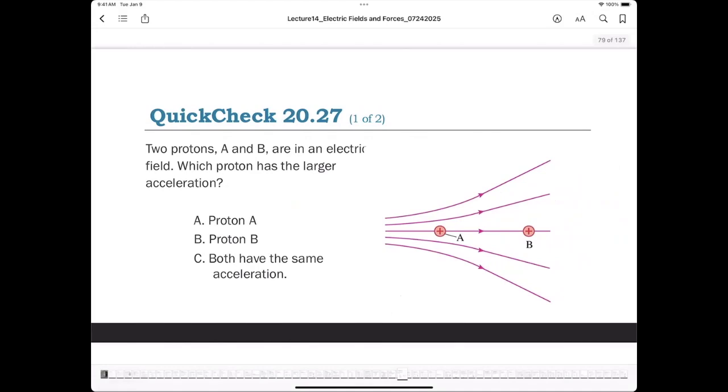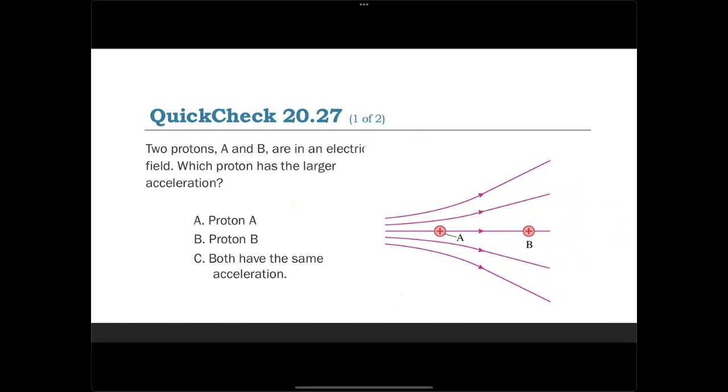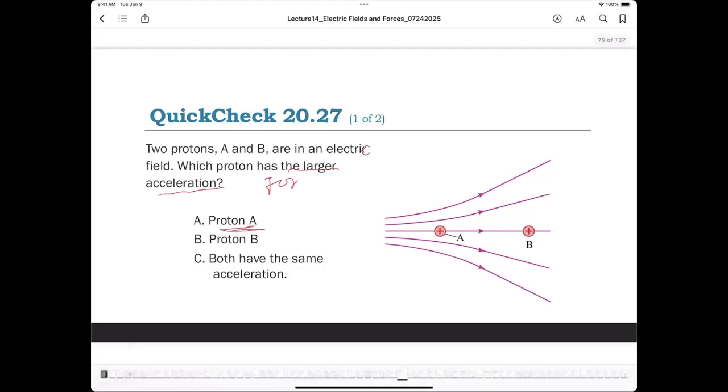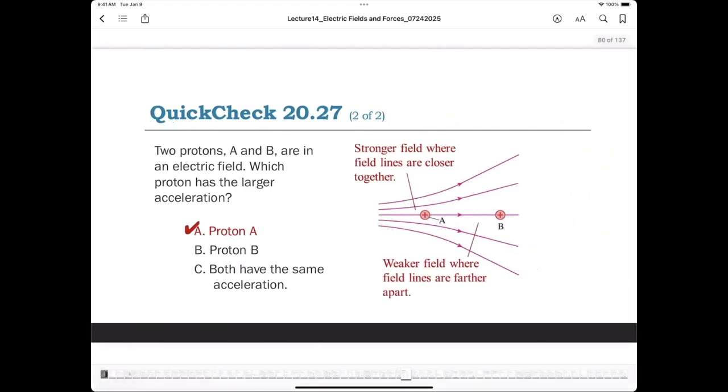Let's talk about this one. Two protons, A and B, are in an electric field. Which proton has a larger acceleration? I think the largest acceleration means a larger force, which means a larger electric field. Where is the greater electric field? I think A. Am I right? It's obvious. So a stronger field is where the field lines are closer together.